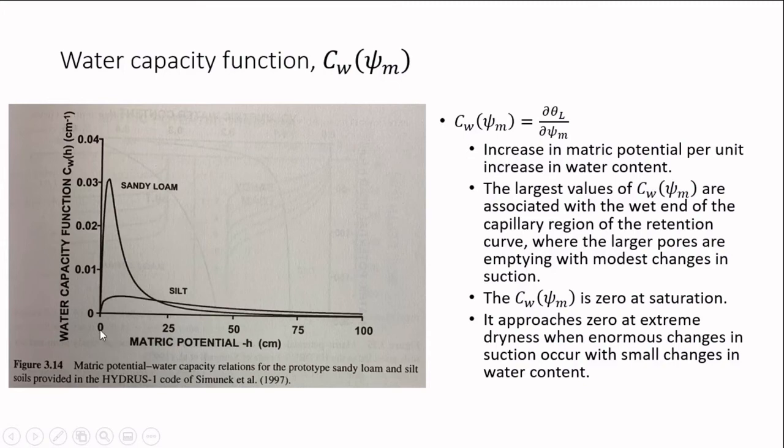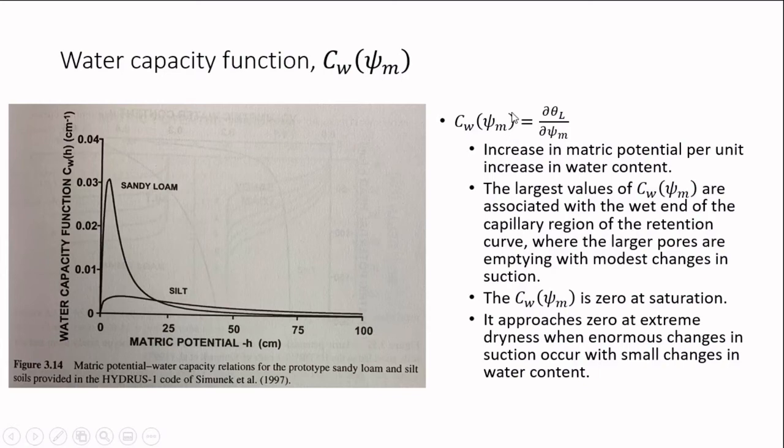Okay, right. So in the plot you can see that the C(θ) for the sandy loam increases to a very high point and then drops dramatically. It is almost zero at saturation, and as the matric suction increases, it reaches a peak and then drops dramatically as the matric suction increases to a very high value. Whereas there is a small increase in the water capacity for silt, and then it gradually reduces with the increase of matric suction.